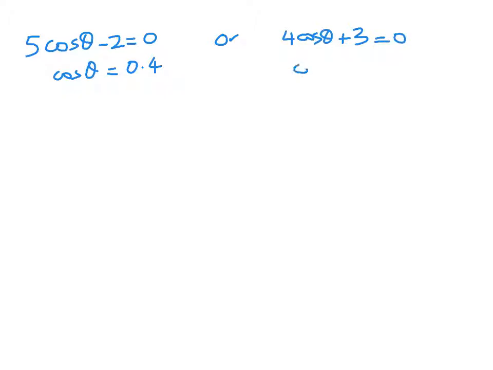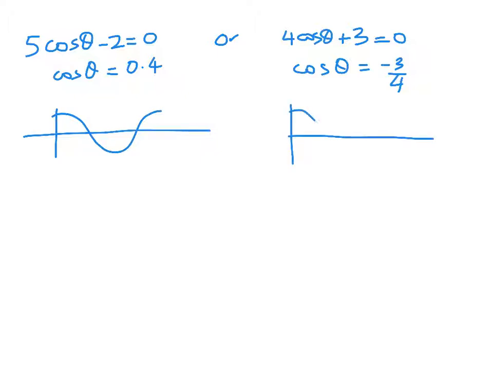Okay, so 5 cos theta minus 2 equals 0 gives me cos theta equals 0.4 or 2/5, or 4 cos theta plus 3 equals 0, cos theta equals negative 3/4. Now neither of those have got nice solutions, but let's just have a little look at my cosine function. So that's cosine between 0 and 360.